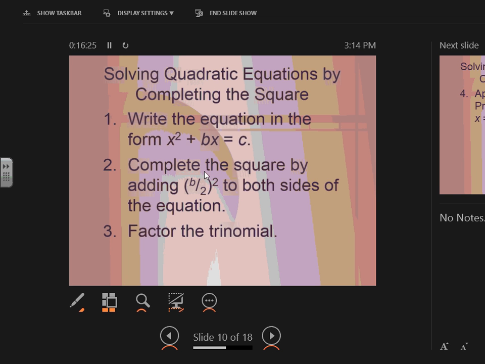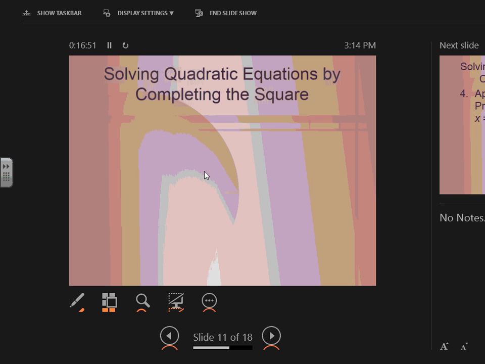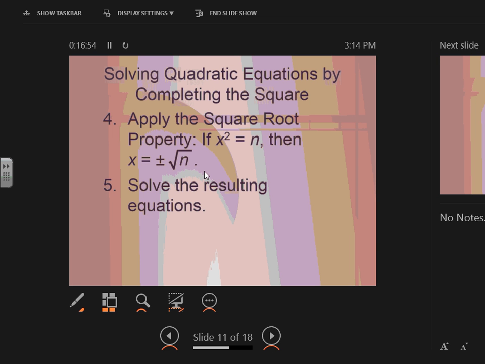Because I created a perfect square trinomial, that means I have a binomial with a square on it. And since I have a binomial with a square on it, I know from last lesson I can take the roots. Does anyone need more time on this slide? Okay, so that's the fourth step: apply the square root property, and then solve whatever's left.